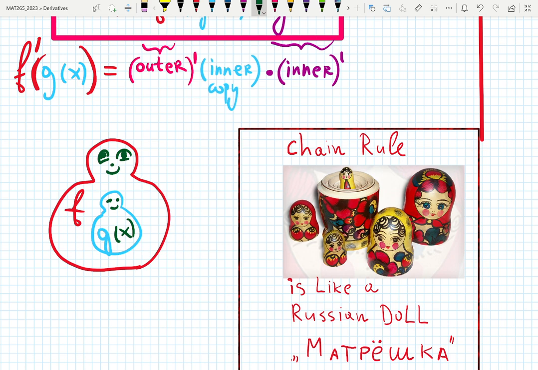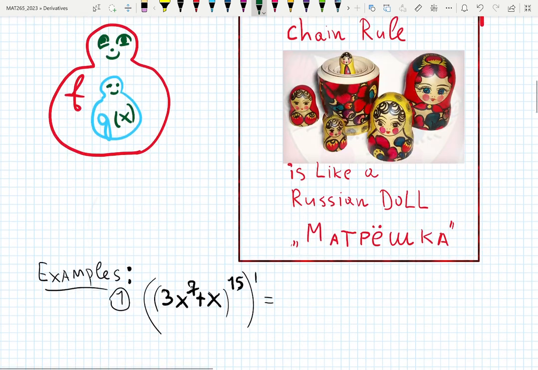Everything that is happening in AI, machine learning, engineering, physics, space science has the chain rule in it. That's how cool it is. That's how important it is. So let's do some examples.